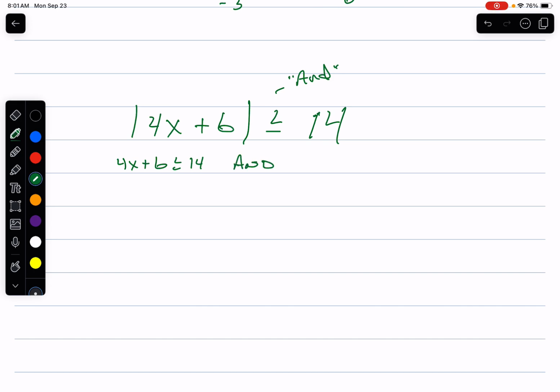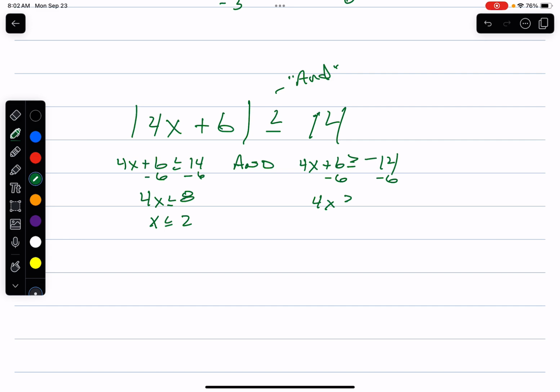And 4x plus 6 greater than or equal to a negative 14. So I'm going to subtract 6. I get 4x less than or equal to 14 minus 6 is 8. X is less than or equal to 2. 4x greater than or equal to negative 20. Divide by 4. X greater than or equal to negative 5. When I put that on the number line, there's my negative 5. There's my 2.